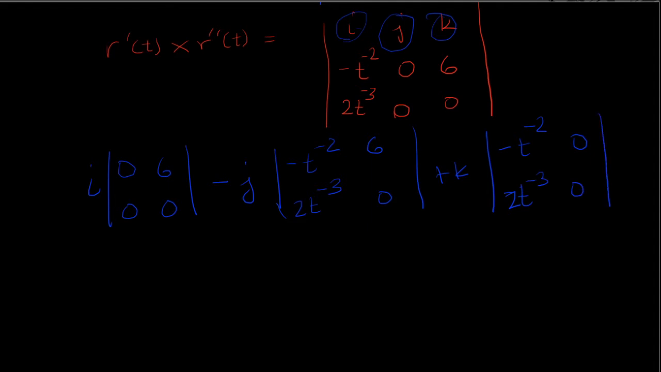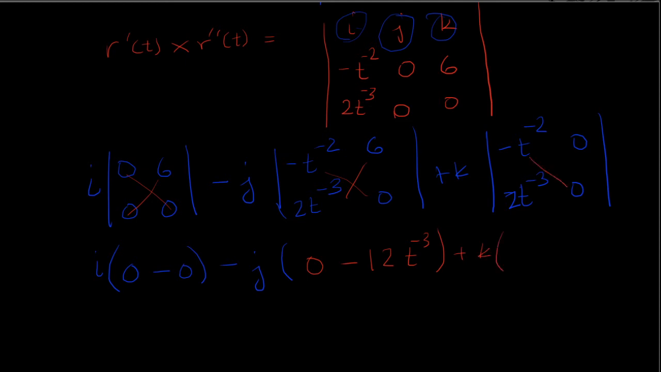So we're going to be taking the determinant of each one of these matrices. The first one we do 0 times 0, which is 0, minus 0 times 6 is 0. So next one we do negative t to the negative second power times 0 is 0, minus 2t to the negative third power times 6 will give me 12t to the negative third. And then lastly, we multiply these. Since we're multiplying by 0, it's just going to be 0 minus 0.